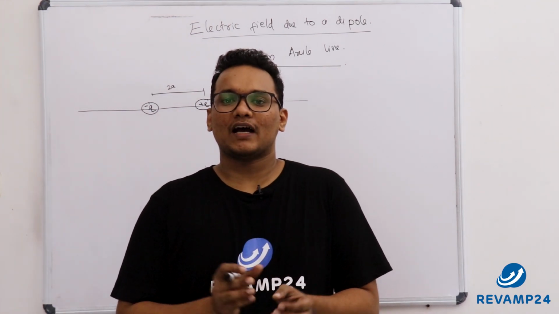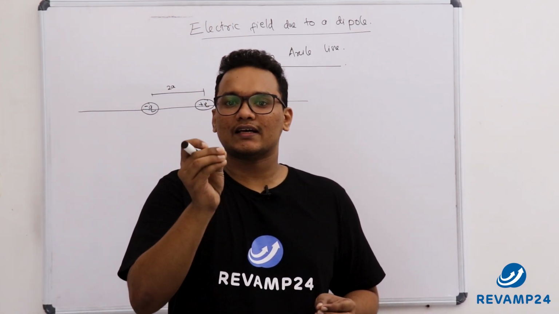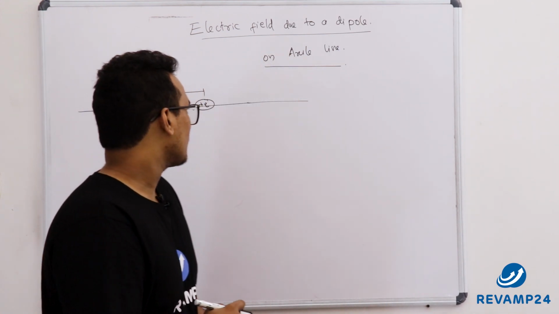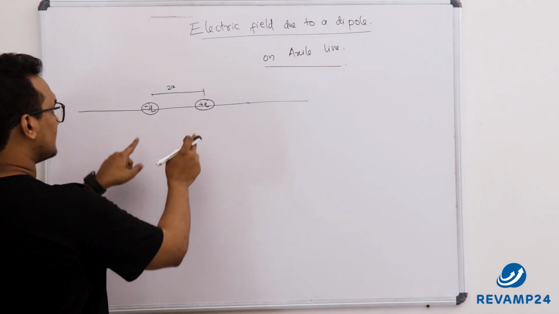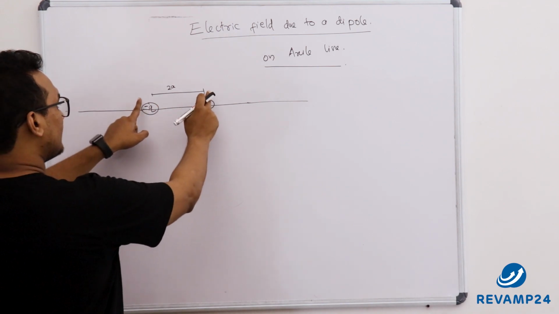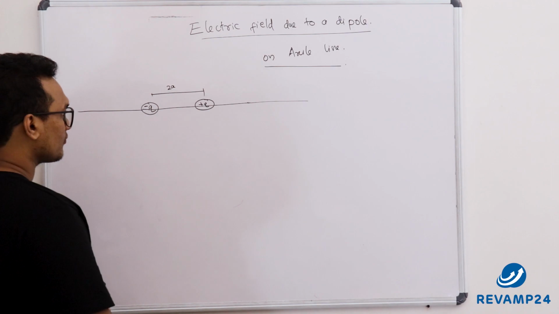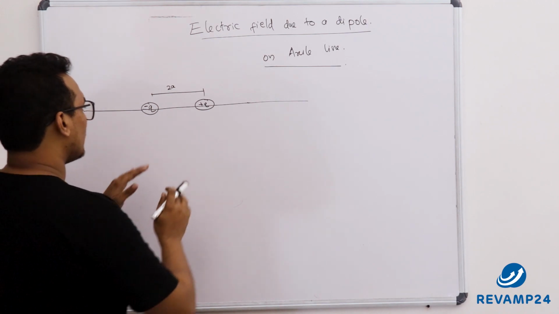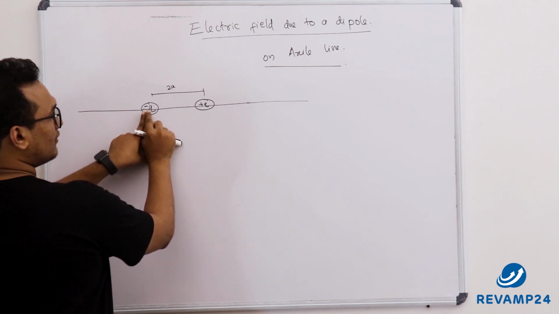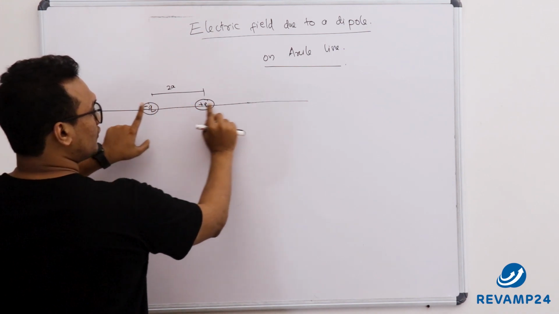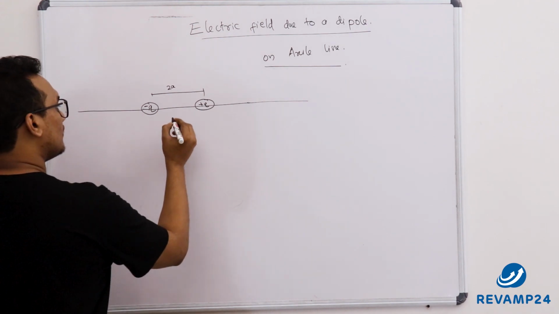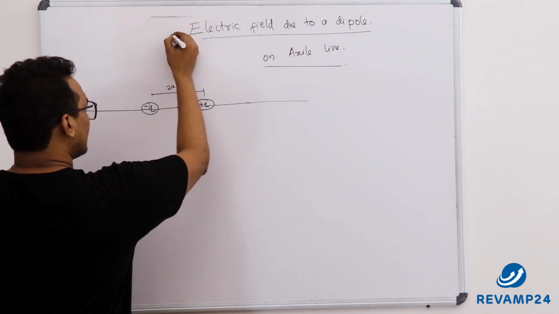In this video, I will explain the electric field created by a dipole on an axial line. Now, this is a dipole, equal negative and positive charge kept at a finite distance of 2a. Now, there are two lines possible. One is the axial line. Axial line is nothing but the one which is passing through the centers of both the charges. In the next video, we will see the electric field created on an equatorial line.